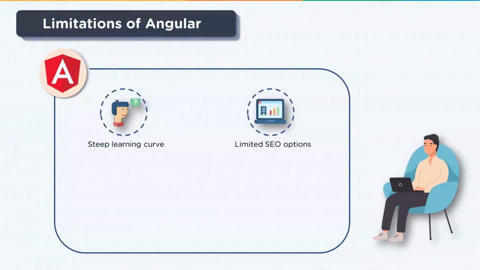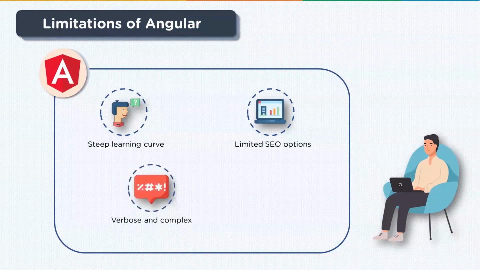Next up is limited SEO options. Now Angular offers limited SEO options and poor accessibility to search engine crawlers. It's verbose and complex. Now a common issue faced by the Angular community is the verbosity of the framework. It also poses to be complex compared to other front-end tools.